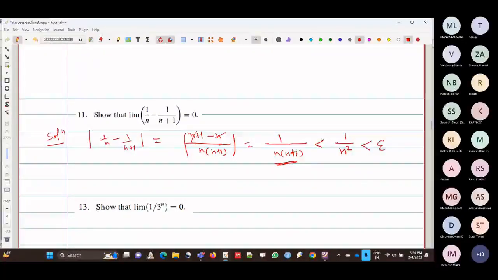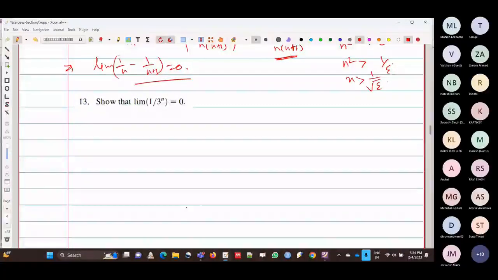So this is less than epsilon when n square is greater than 1 upon epsilon. That is, n is greater than 1 upon square root of epsilon. Here you can write 0 also. This implies that the limit of 1 upon n minus 1 upon n plus 1 equals 0. All right.